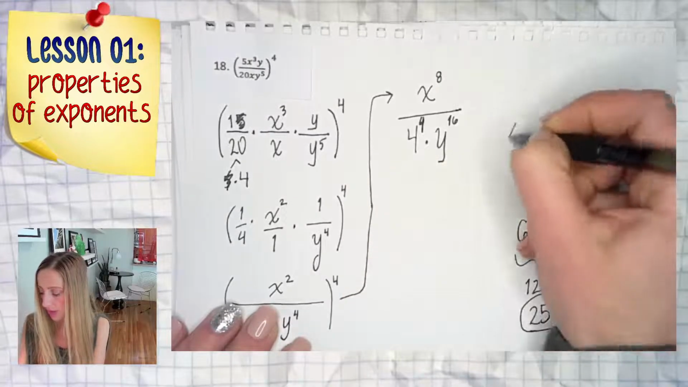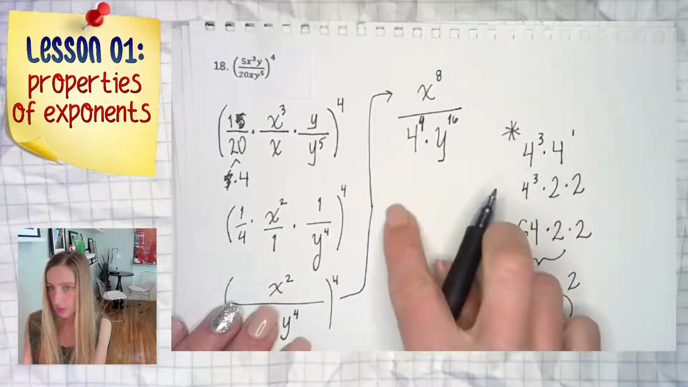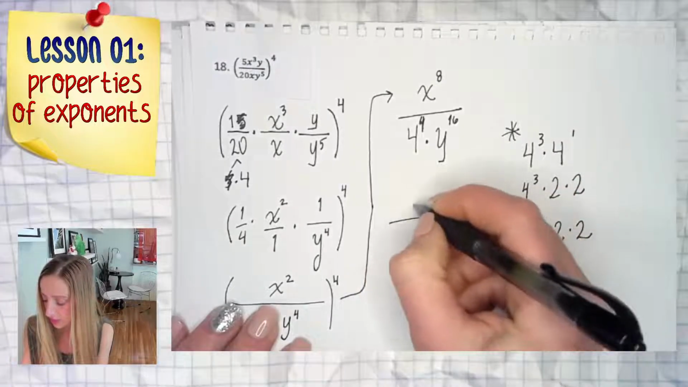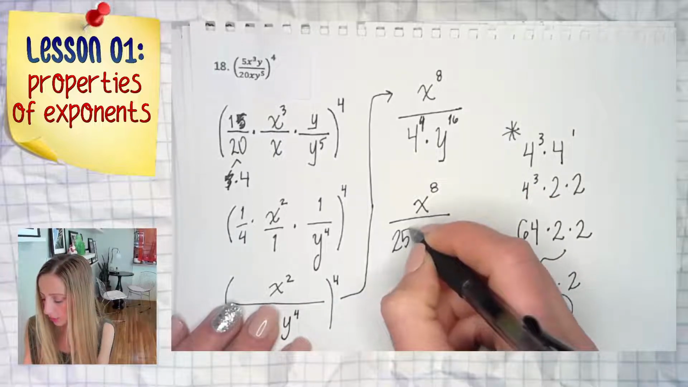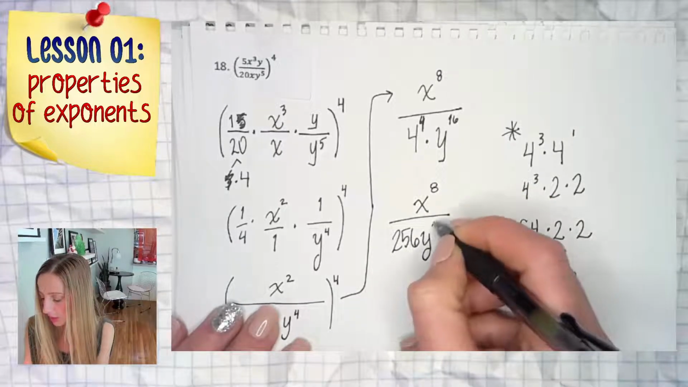So that goes into our denominator over here. Final answer is x to the 8th over 256 y to the 16th.